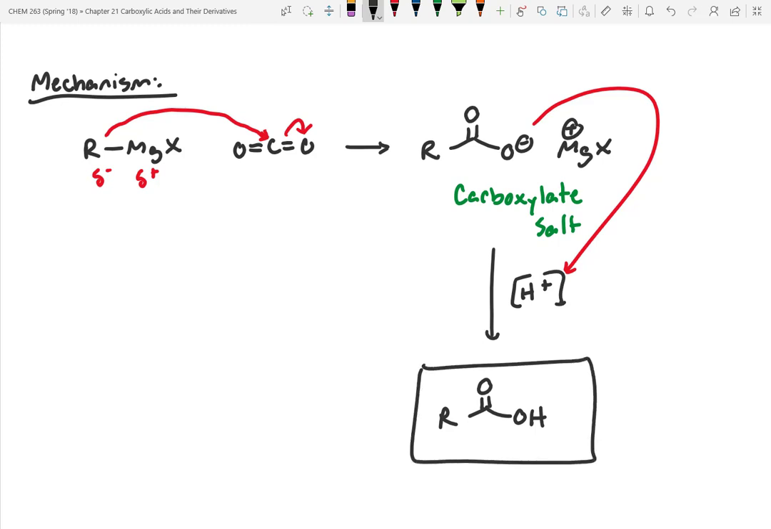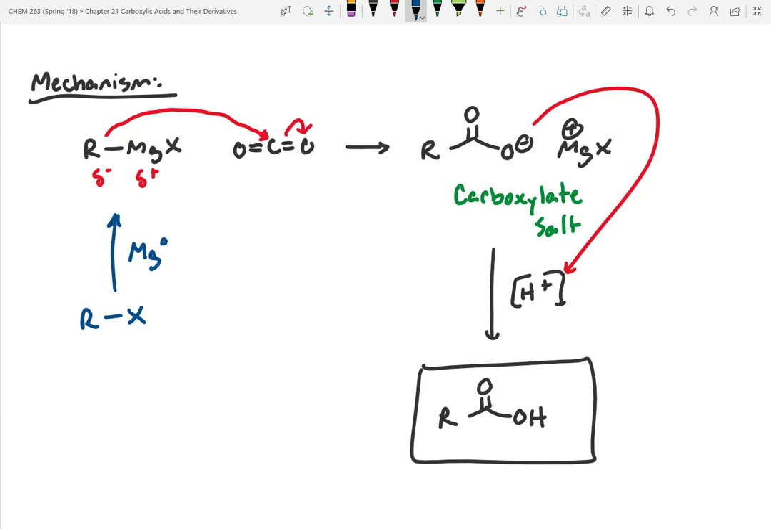So it's a pretty useful technique, especially if you want to convert an alkyl halide into a carboxylic acid. You first would say, all right, I've got my alkyl halide right here. I can change this into a Grignard reagent by adding in magnesium and ultimately convert an alkyl halide into a carboxylic acid. So it's a very useful tool in synthesis planning. Does that make sense? All right.